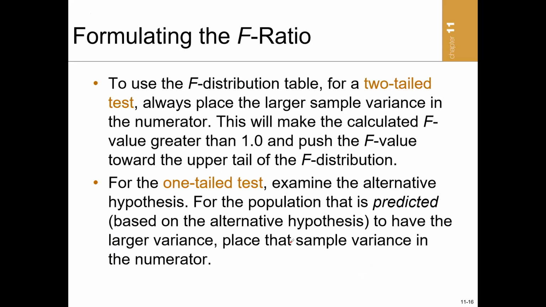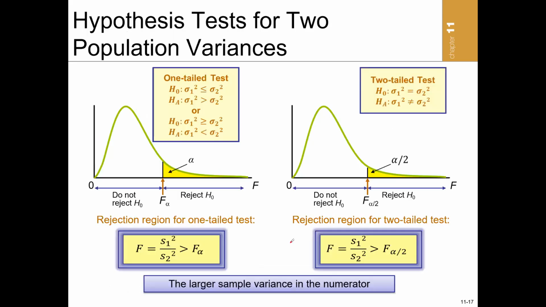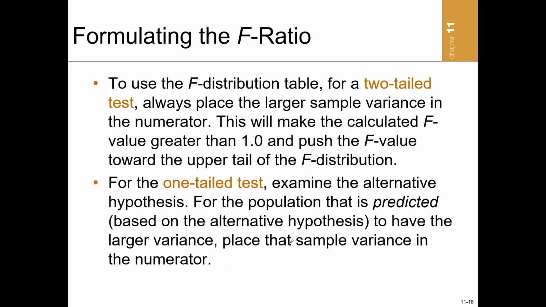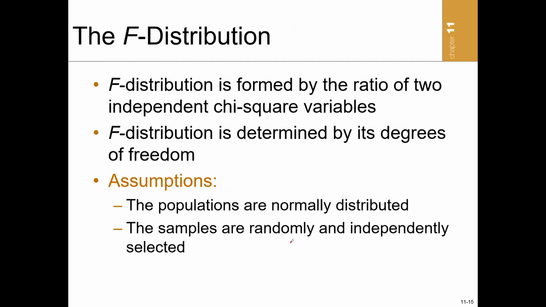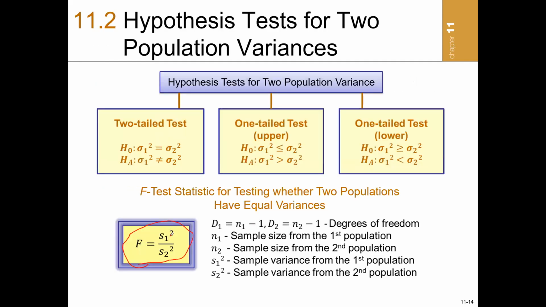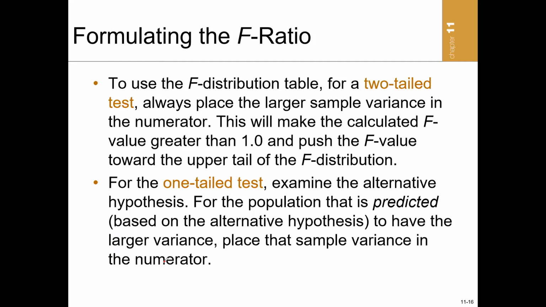Now, here we are going to learn how to formulate or read the F ratio. To use the F distribution table for a two-tailed test, listen carefully: always place the larger sample variance in the numerator. Because the formula is the variance of the first group divided by the variance of the second group, you determine what the first group is and what the second group is. Always make sure the one that has the bigger variance is the first group, so that will be the numerator.